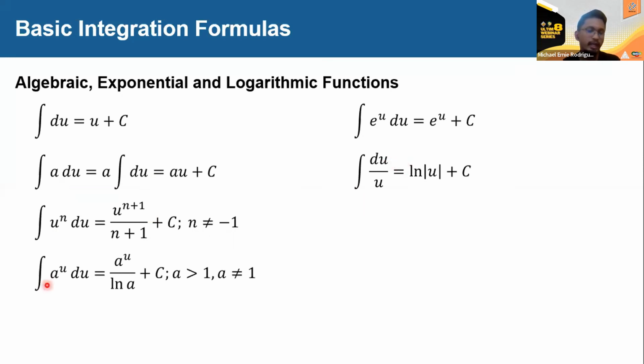And then we have a raised to u du. The integral of that is a raised to u over ln of a plus c. So yung a natin dito naman ay constant yan. And then if we have e raised to u du, so yung e natin is also a constant. Okay, exponential yan. So we have e raised to u plus c. And then ito, we have the integral of du over u, that is ln of u plus c. So ito yung basic natin for algebraic, exponential, and logarithmic functions.